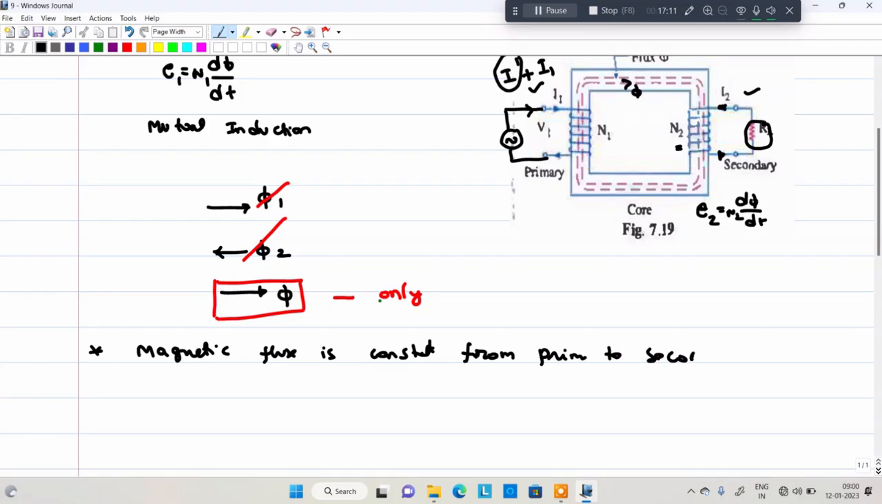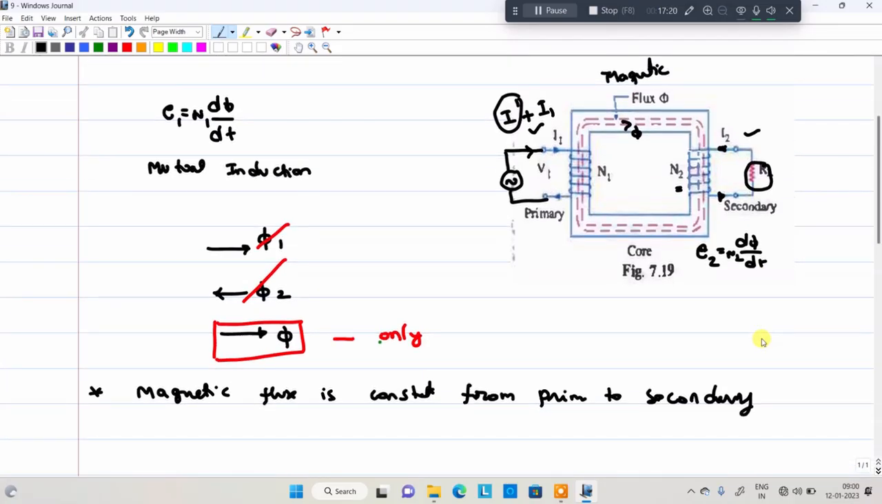Whether you consider the primary or secondary winding, the magnetic flux is constant, because these two magnetic fluxes cancel each other. The magnetic flux phi is a constant. Constant means that there is no phi 1 and no phi 2. Only one magnetic flux is present throughout the primary as well as the secondary. That point you need to remember.